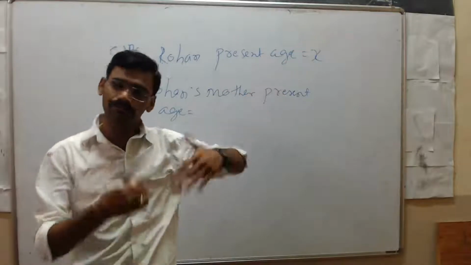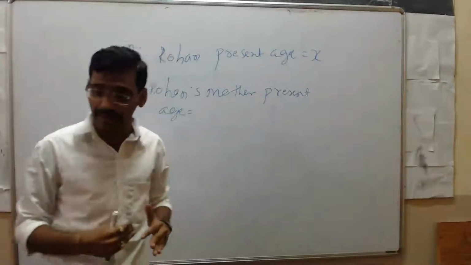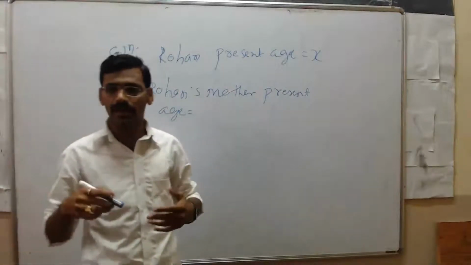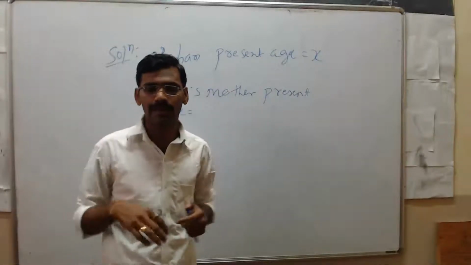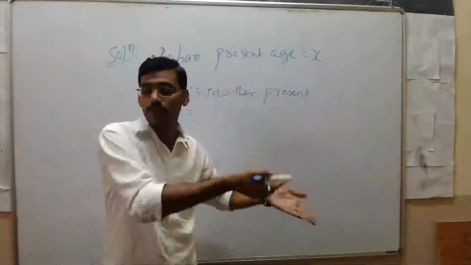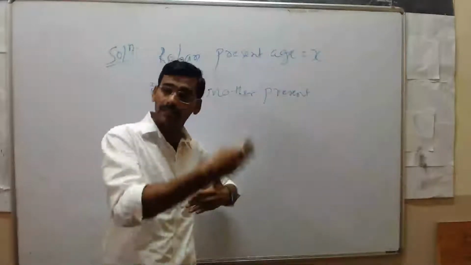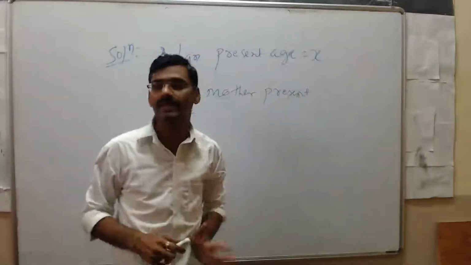The age difference between mother and son is 26 years. For example, suppose my age is 30. If my mother is 26 years older than me, then her age is 30 plus 26, which becomes 56.